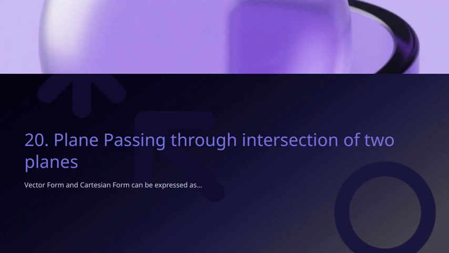Now, let's move on to slide 18, which discusses how vector form and Cartesian form can be expressed for lines and planes. Understanding these forms is essential because they provide different perspectives and convenience depending on the problem at hand. The vector form is great for visualizing directions and positions, while the Cartesian form translates these into algebraic equations that are easier to manipulate analytically. Both forms are fundamental in analytical geometry, and knowing how to convert between them allows us to approach problems more flexibly. Next, we'll explore the concept of a plane passing through the intersection of two planes.